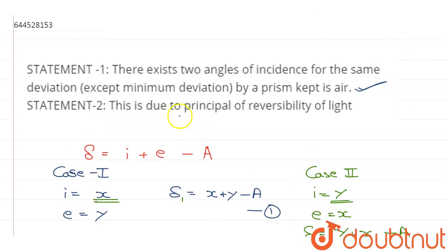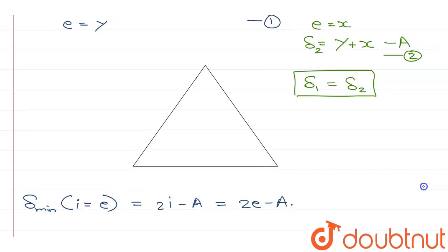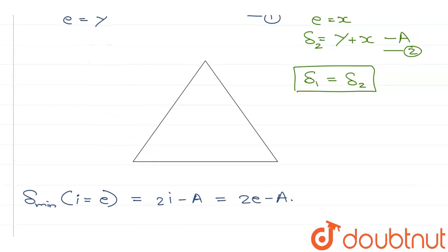Statement 2. This is due to the principle of reversibility of light. So the principle of reversibility of light, what it says is that, let's say this is our prism. If I apply the principle of reversibility of light to the example of a prism kept in air, so if this blue ray is incident on the left face of the prism, then it goes through the prism and comes out. So if it was incident at an angle I, it emerged at an angle E.